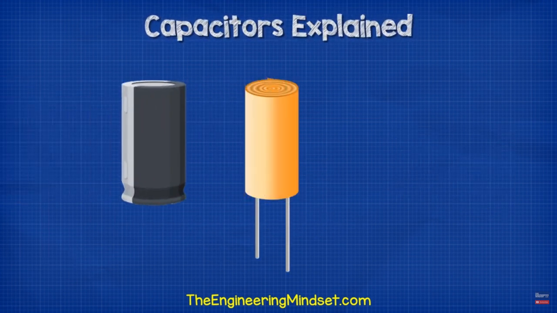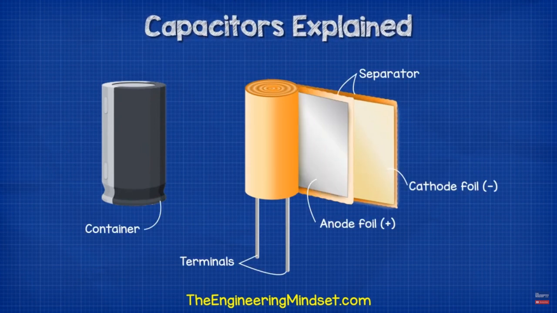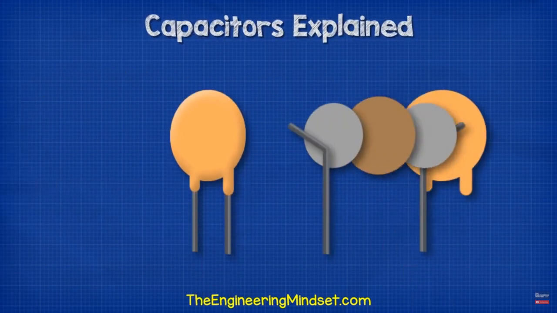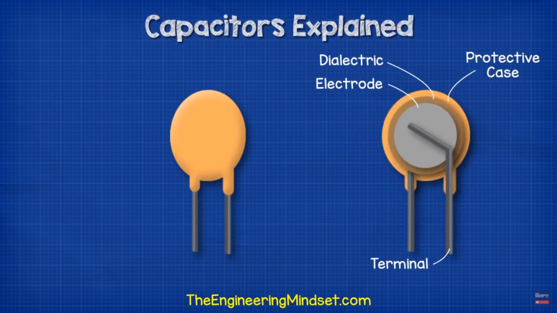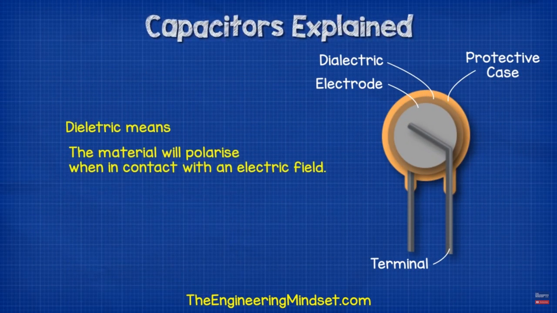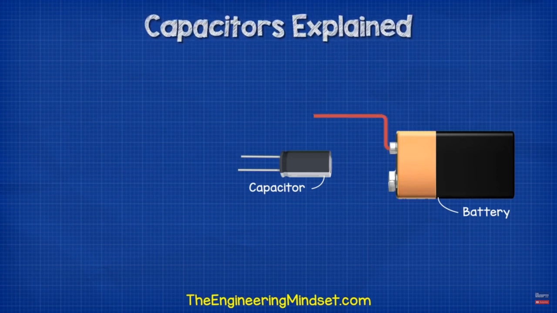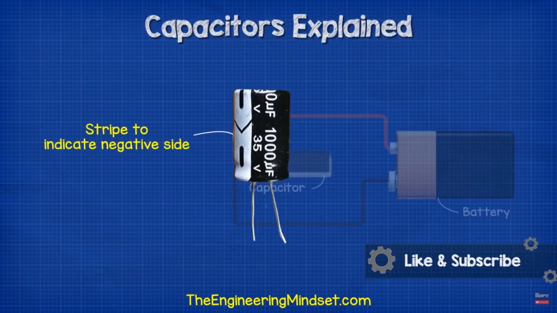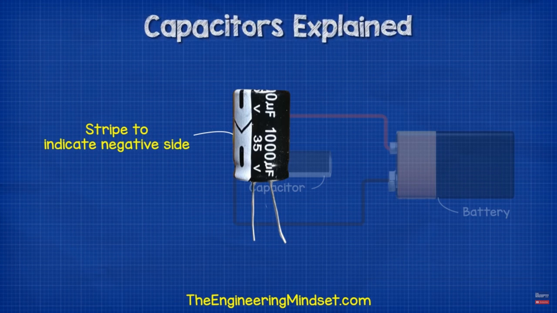Inside a basic capacitor, we have two conductive metal plates, which are typically made from aluminium or aluminum, and these will be separated by dielectric insulating material such as ceramic. Dielectric means the material will polarize when in contact with an electric field, and we'll see what that means shortly. One side of the capacitor is connected to the positive side of the circuit, and the other side is connected to the negative. On the side of the capacitor, you will see a stripe and a symbol. This will indicate which side is the negative.